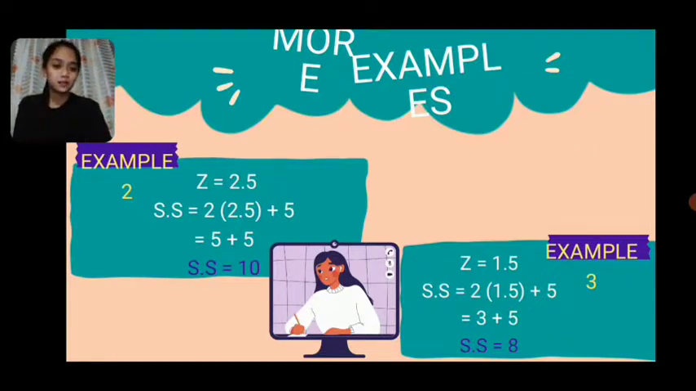So, the last example: the z-score is equal to 1.5. So, 2 times 1.5 is equal to 3. So, 3 plus 5 is equal to 8. So our standard score is 8 if the z-score is 1.5.